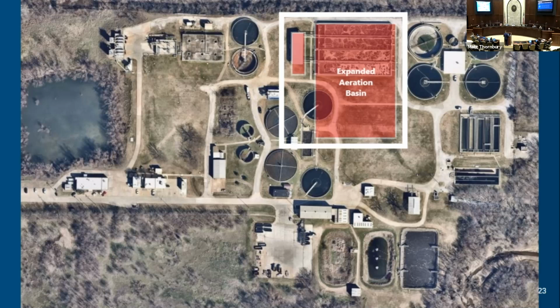Again, a photograph kind of showing where that basin will go. The circular pieces there in the middle, kind of where that bottom left of the square is, that's the old plant 3 that we mentioned, that trickling filter that may be the last one in the state in operation. That will be removed as part of this project as well.